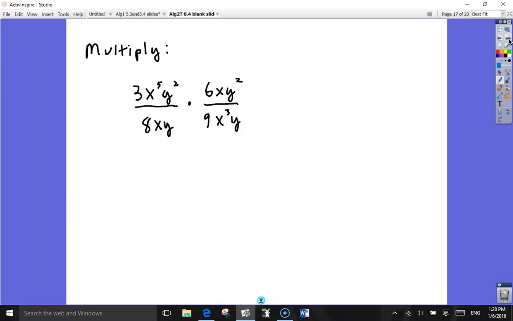Now these are also problems we make a lot of mistakes with, right? Because of that first step, right? The first step says factor the numerators and denominators. Okay. How are you going to factor those?